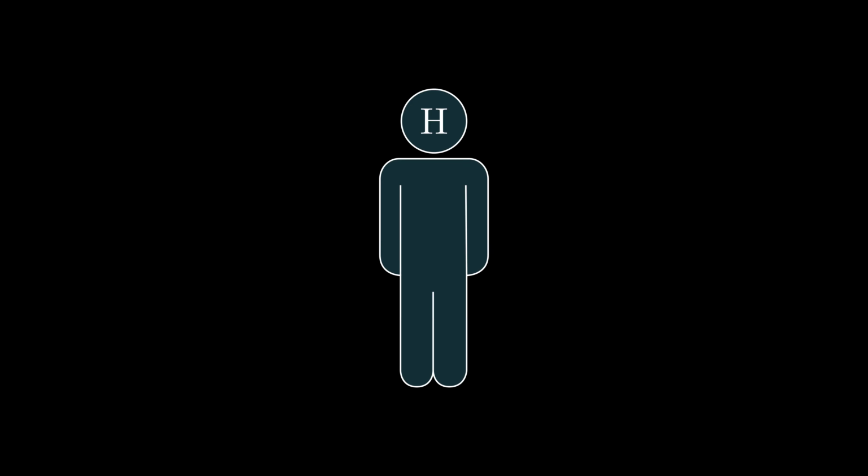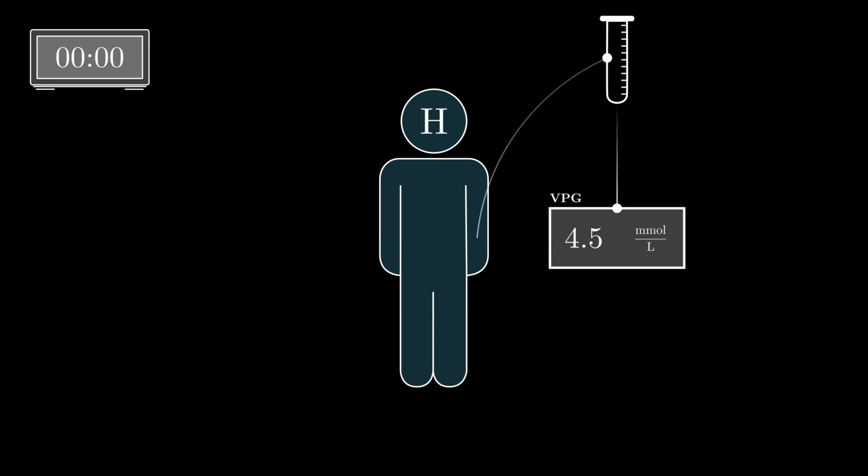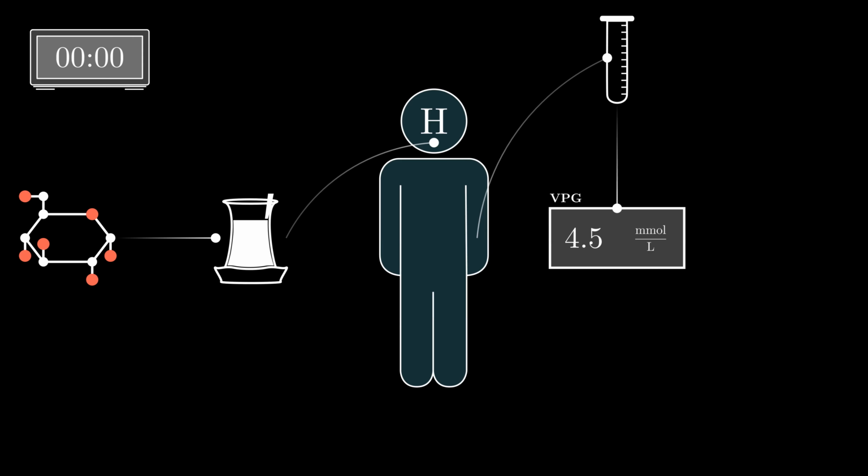H is a healthy individual who has voluntarily fasted for the past 8 hours. At time 0, we draw blood from a peripheral vein to measure the venous plasma glucose concentration, here referred to as VPG. Immediately after sampling, H consumes 50 grams of glucose dissolved in water.